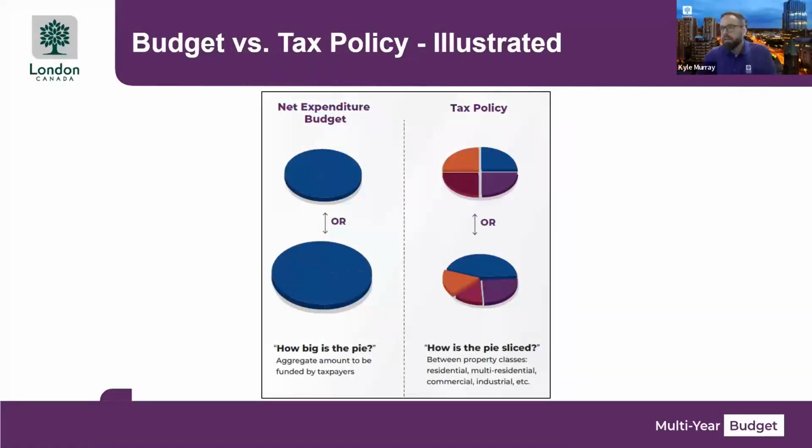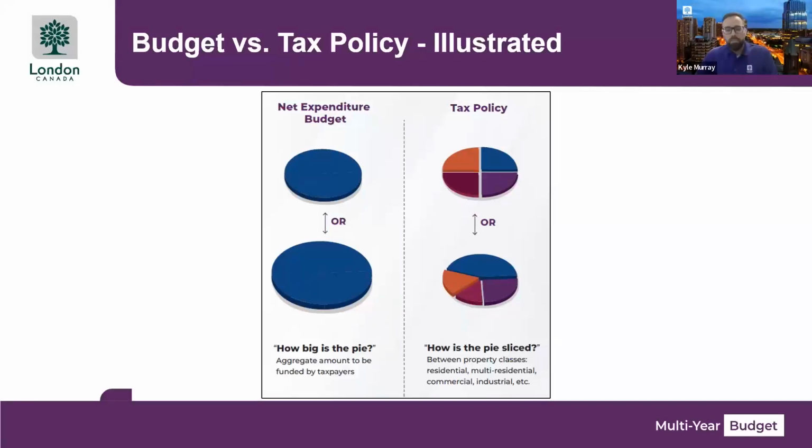So tax policy, as the other factor aside from the budget that's within the city's control, is well beyond the scope of today's conversation. We're not going to go down that rabbit hole today, but what you really need to know and how best to understand this is that the budget really determines the size of the pie that needs to be funded. Tax policy, on the other hand, determines how that pie will be sliced effectively between the various property classes. There are obviously a lot of different property classes: residential, commercial, industrial, that sort of thing.